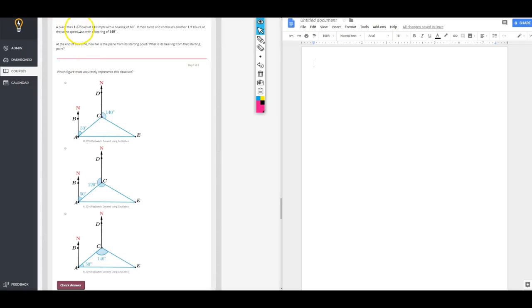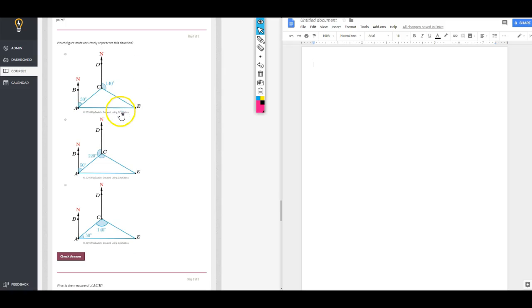Okay, a plane flies 1.5 hours at 110 miles per hour with a bearing of 50 degrees. It then turns and continues another 1.2 hours at the same speed, but with a bearing of 140 degrees. At the end of this time, how far is the plane from its starting point? What is its bearing from that starting point?